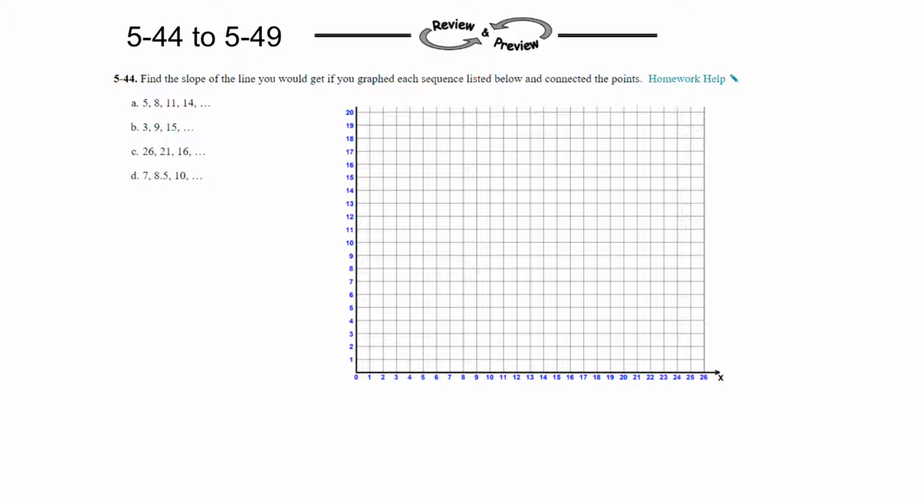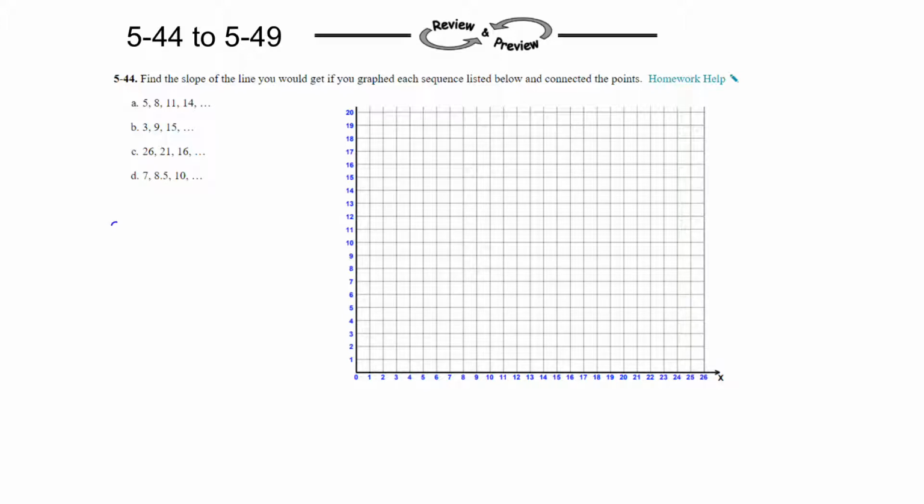Question 44, find the slope of the line you would get if you graphed each sequence listed below and connected the points. Now, with sequences, we don't typically connect the points. They are just asking if you did connect the points, what would happen. So I put a graph on here just in case. We don't necessarily need it to find the answer to this, but if you want, we can take a look at that.